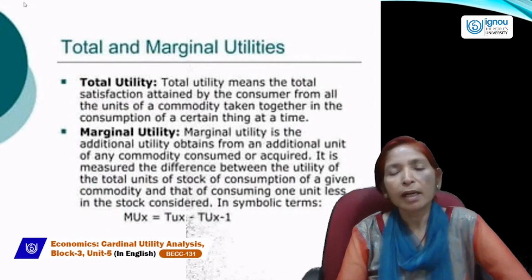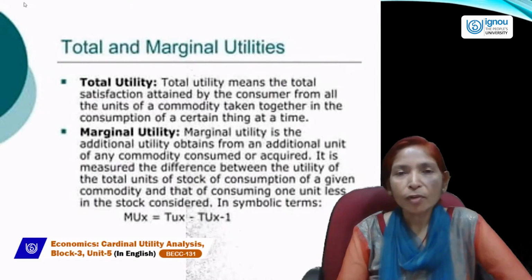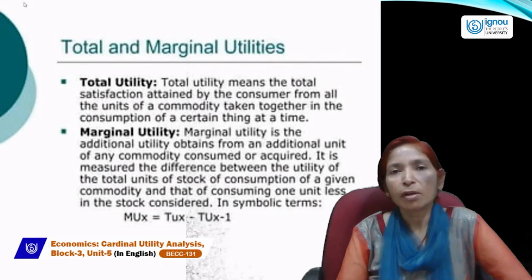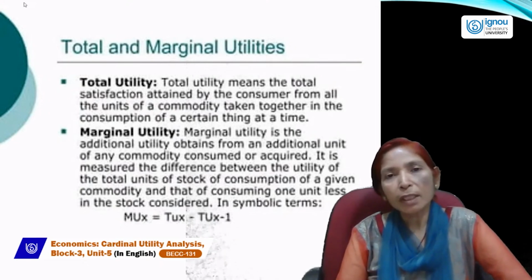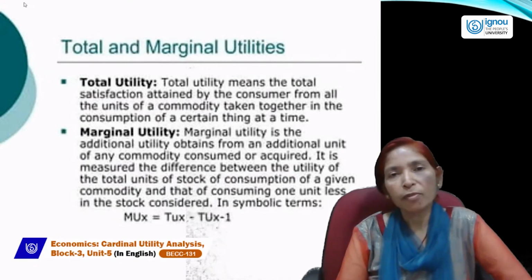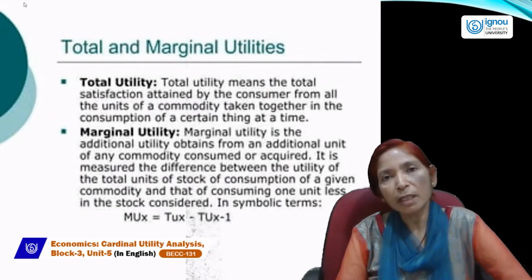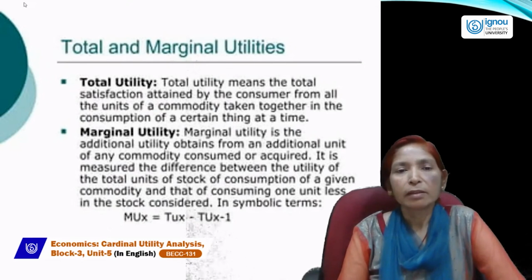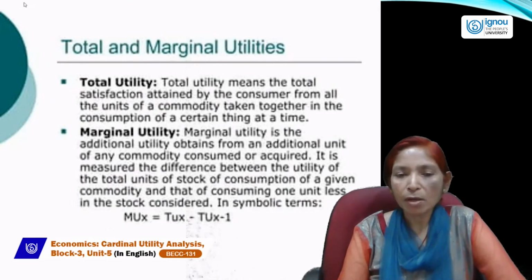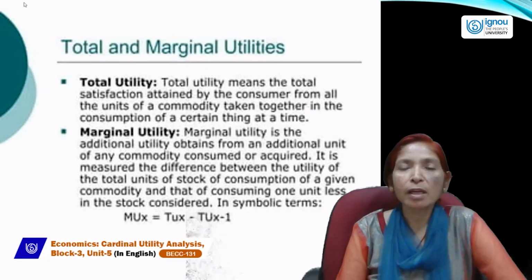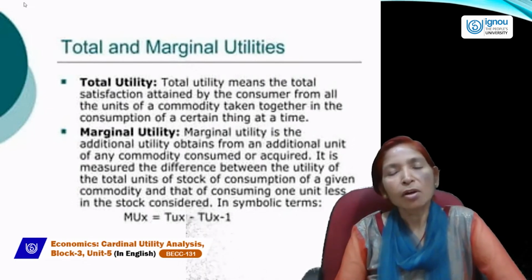Marginal utility is the additional utility obtained from an additional unit of any commodity consumed or acquired. Marginal utility is the difference of total utility. It is measured as the difference between the utility of the total units of stock of consumption of a given commodity and that of consuming one unit less in the stock considered.